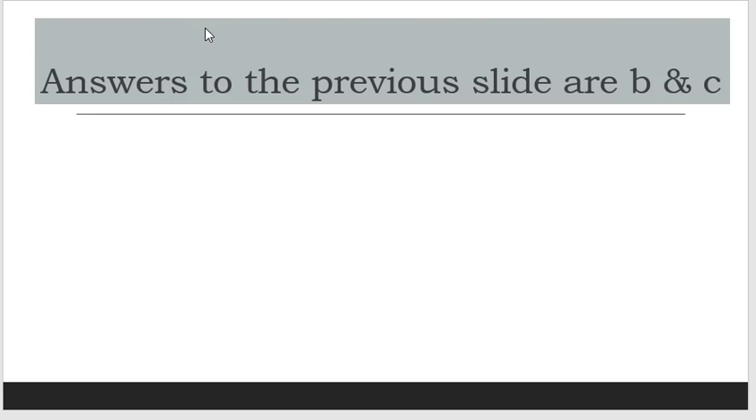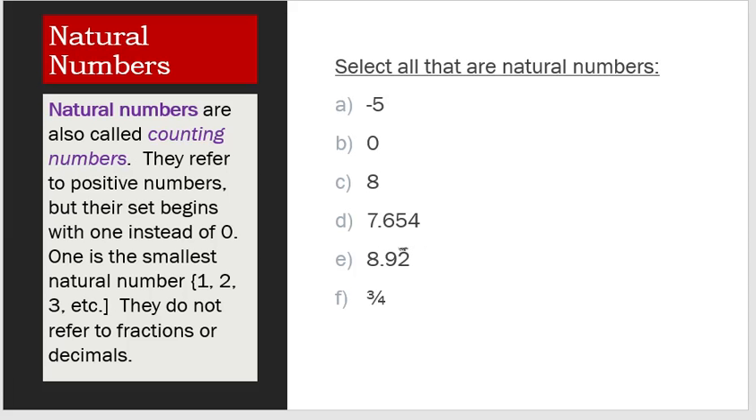Answers to the previous slide are B and C. Natural numbers. Natural numbers are also called counting numbers. They refer to positive numbers, but their set begins with 1 instead of 0. 1 is the smallest natural number: 1, 2, 3, etc. They do not refer to fractions or decimals. Select all that are natural numbers.